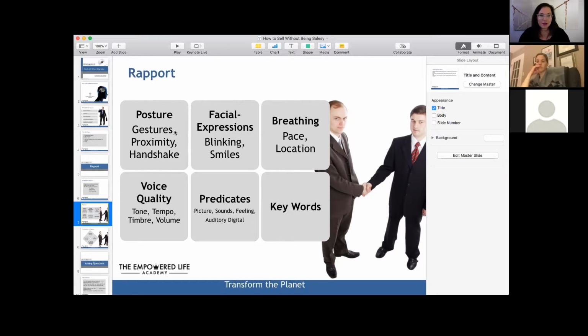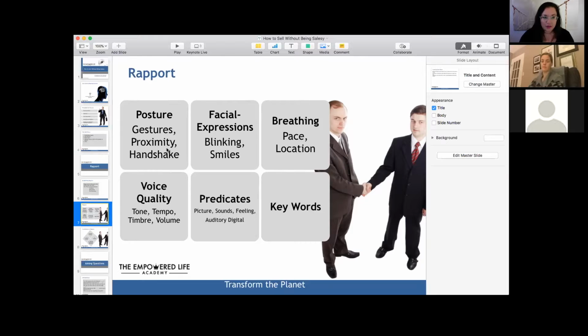So for gestures, let's talk about gestures. If a person is very expressive and they're talking with their hands, you wouldn't want to do that at the same time that they're doing it, because that would be pretty obvious. And the goal with rapport is to establish it very unconsciously. So if they're gesturing while they're talking, you're not going to do that. When it's your turn to talk, you'll use your own gestures that are natural to you and just make them bigger to match the size of their gestures.